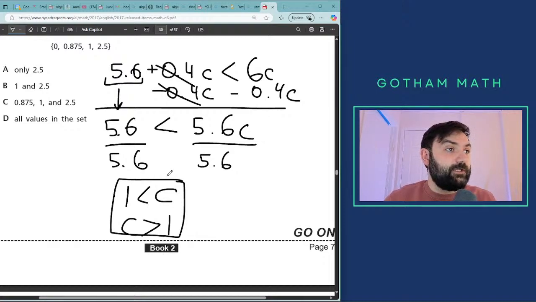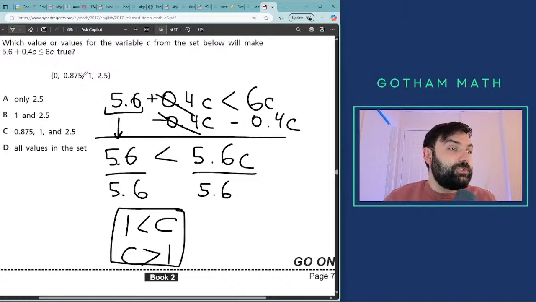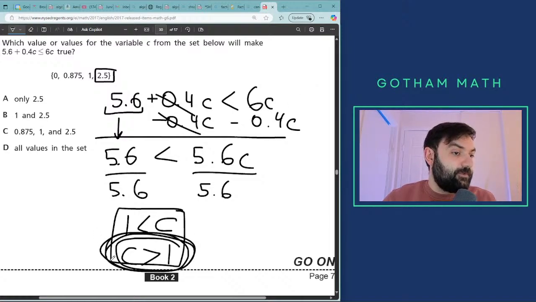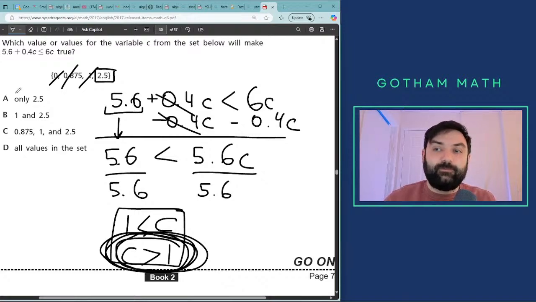That means that, let's see which numbers out of this set make sense. Only 2.5, right? Because only 2.5 is greater than 1. Because that's what we found out, that c is greater than 1. What's greater than 1? 0? No. This? No. 1? No. This? Yes. All right.